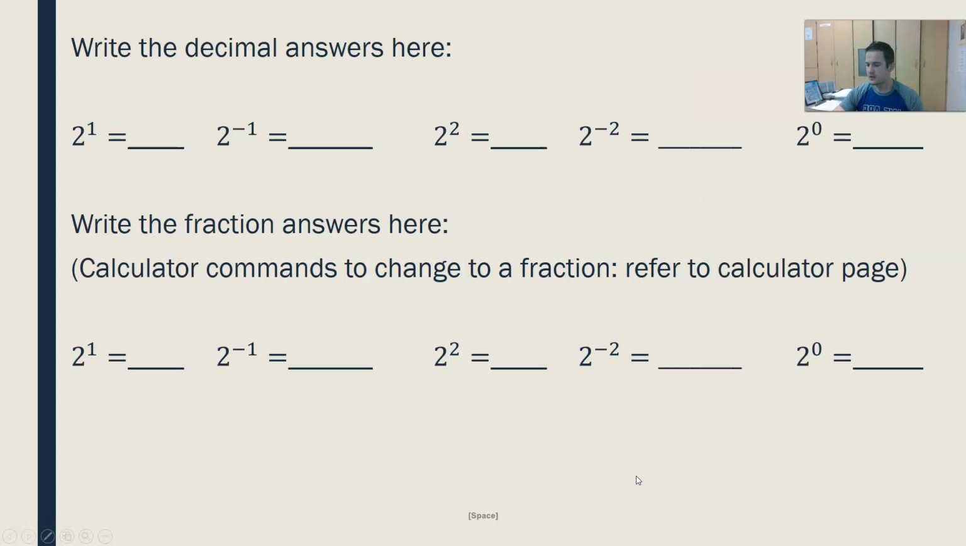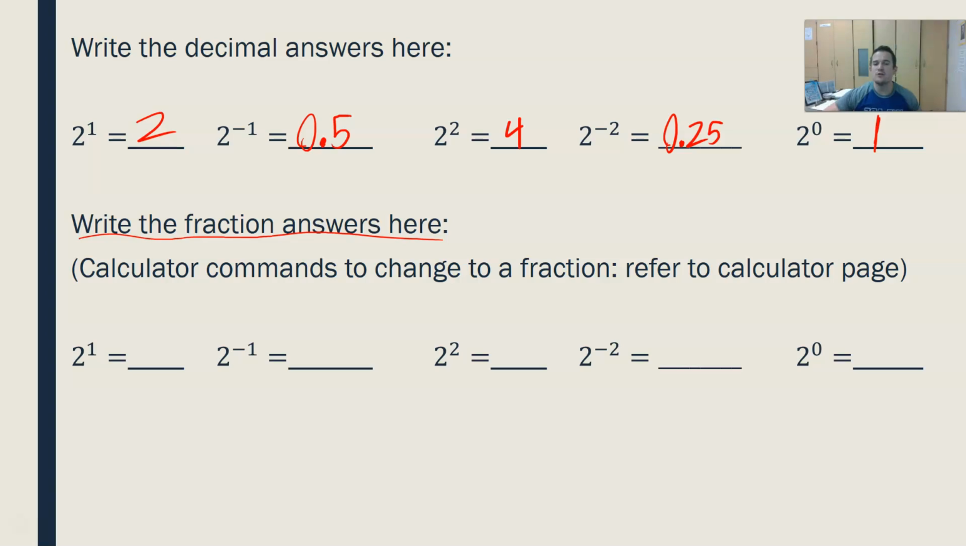So I have a bunch of different pretty simple exponential expressions, and what I want you to do is write down what the decimals are for each of these exponential expressions, and then down here what the corresponding fractions would be. For example, 2 to the 1 power, if I type that in my calculator, I get 2. 2 to the negative 1 power, I get 0.5. 2 squared, or 2 to the second power, comes out to be 4. 2 to the negative 2 power ends up being 0.25. And if you type in 2 to the 0 power, you get 1.